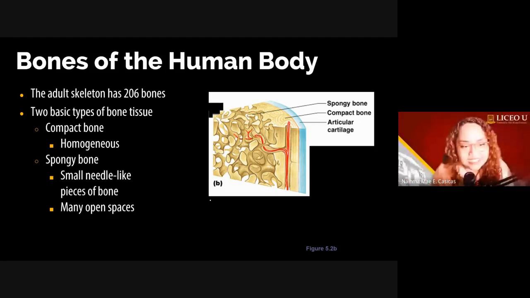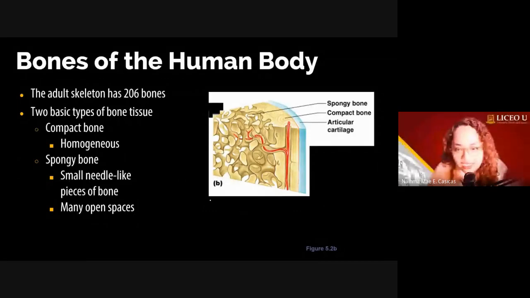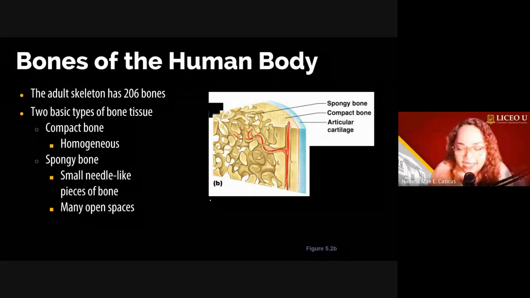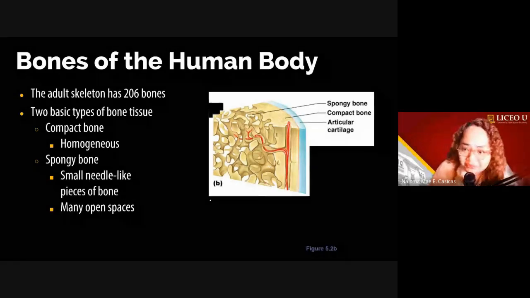And that is the spongy bone, which has small needle-like pieces of bone, and they have many open spaces. Why does it have open spaces? Number one, it allows the flow of your arteries and veins. So they are tiny arteries and veins, which supply nutrition, food, and oxygenation to your bones. And then, it is also important so that our bones would not be very heavy.